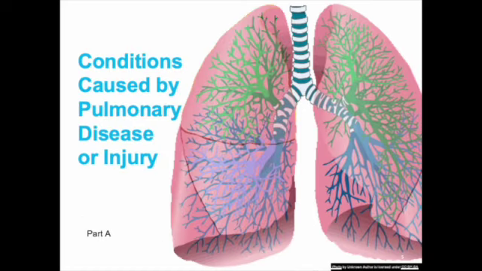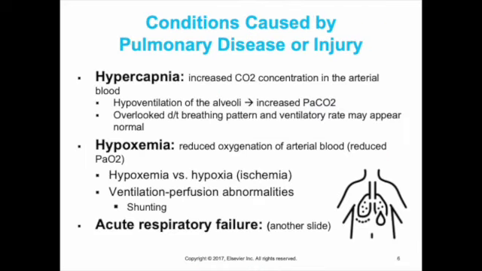We're going to move on now to conditions caused by pulmonary disease or injury. So we talked about this terminology just a little bit, but let's now talk about it under the umbrella of pulmonary disease. Hypercapnia, which is having too much CO2 in our arterial blood, is caused by hypoventilation. So it's the opposite. Low ventilation, high CO2, right? Because we're not allowing enough CO2 to be diffused out.